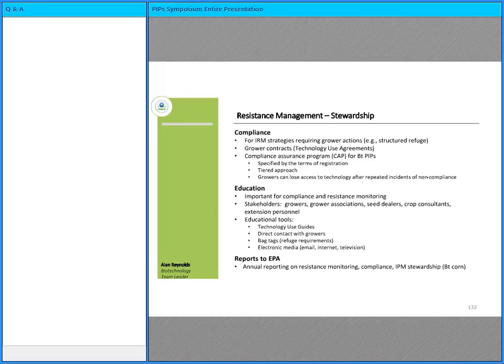Also, electronic media have been used, including things like email, internet, television ads, again, to reinforce educational messages to various stakeholders and growers. And then finally, there's annual reporting to EPA on a number of these stewardship aspects, including resistance monitoring, compliance, and IPM activities. And these reports are very helpful to the agency to be able to assess the effectiveness of the resistance management strategy. Okay. So that, in a nutshell, is the basic overview of what we look at for resistance management.